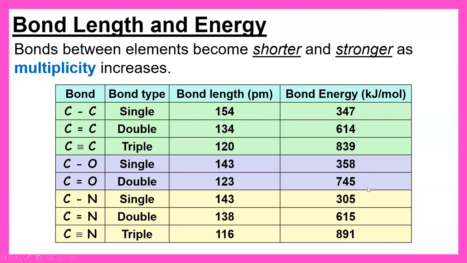So what we say is that the bonds become shorter and stronger as the multiplicity increases. That is just a fancy vocab word that helps us describe going from single to double to triple. Triple bond, shorter, stronger. It gets a little tougher if you're going to start comparing apples and oranges. If you're going to start talking about the carbon-carbon bond versus a carbon-oxygen bond, you're going to have to think a little bit more about electronegativities. You're going to have to think about the radius. You're going to have to think about all that stuff.